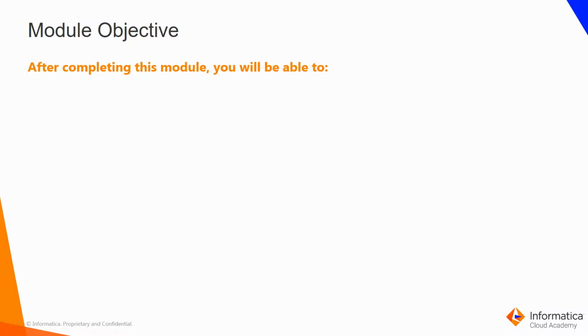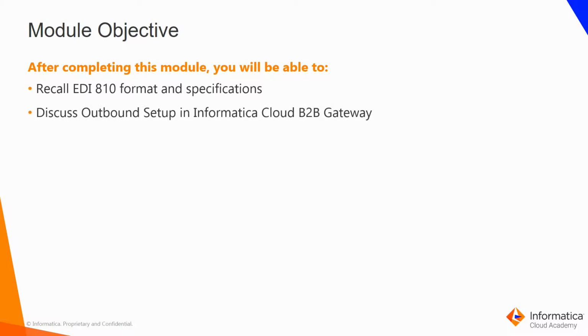After completing this module, you will be able to recall EDI 810 format and specifications, discuss outbound setup in Informatica Cloud B2B Gateway, and create a mapping in ICS for outbound flow.